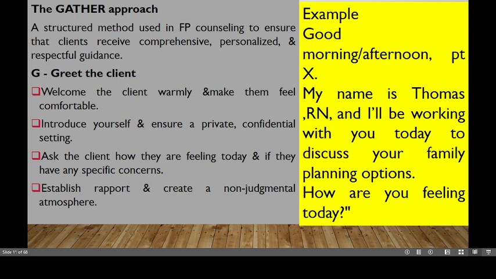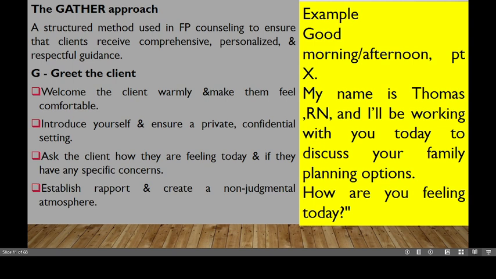So you start by greeting the clients. Well, so you welcome the client warmly, you make them feel comfortable, introduce yourself, and ensure a private, confidential setting. You have to ask the client how they are feeling today and if they have any specific concerns. So you end up establishing rapport and creating a non-judgmental atmosphere.